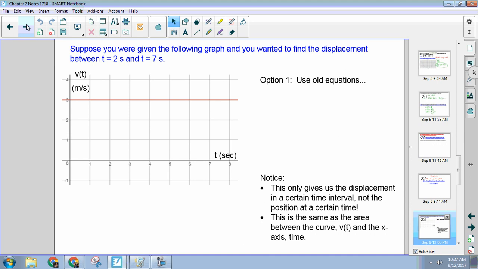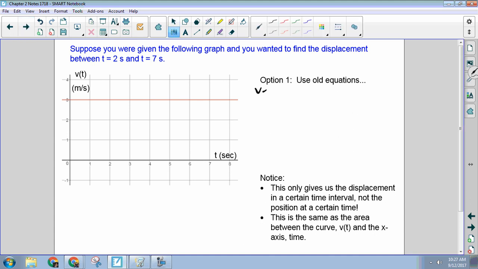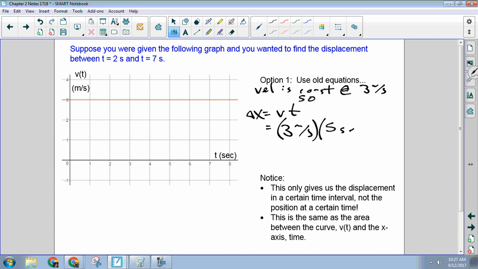So, to figure out how far it goes between 2 and 7 seconds, we should be able to do this. Velocity is constant at 3 meters per second. So, displacement is velocity times time, right? We're traveling at 3 meters a second for 5 seconds. That means we're going 15 meters, right? Good. All right.